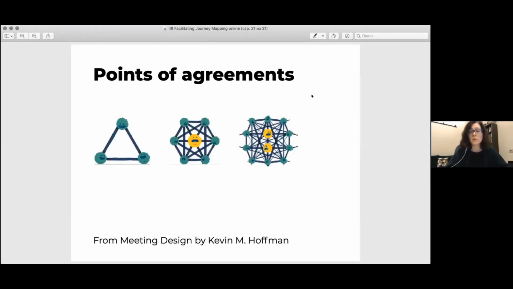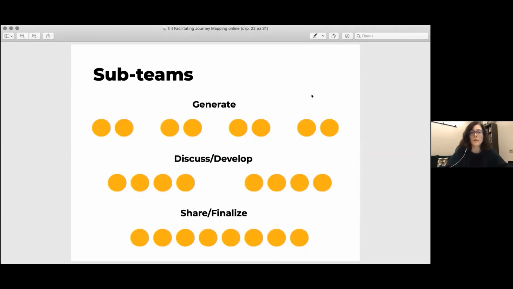And what's important to remember is there is a concept of points of agreement from the great book Meeting Design by Kevin Hoffman. The idea is very simple. The more people you have in the room, the harder it is to reach an agreement, the more points of agreement you actually have. So what it means in an online setting, when every discussion takes even more time, is that you need to play with the number of people participating in each step of the discussion.